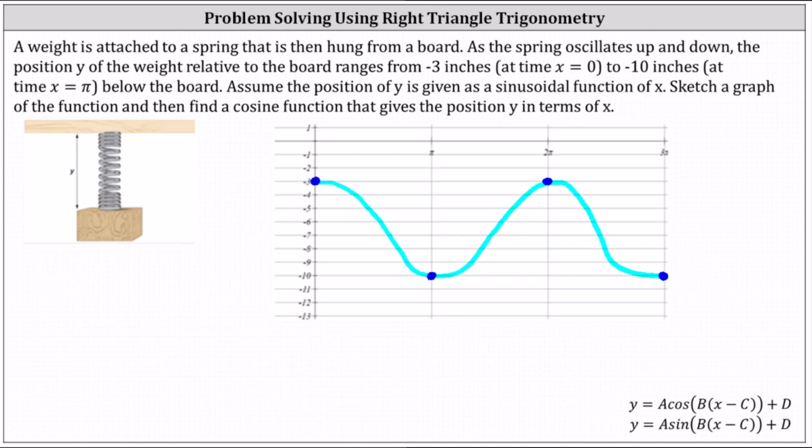And now let's begin to gather some information about the graph before we write the equation. Notice the period is 2 pi radians. Notice from x equals 0 to x equals 2 pi, the graph makes one complete cycle. And next, let's determine the midline, which is the horizontal line halfway between the max of y equals -3 and the min of y equals -10, which is going to be y equals -6.5, this horizontal line here.